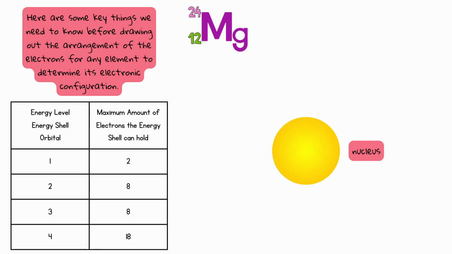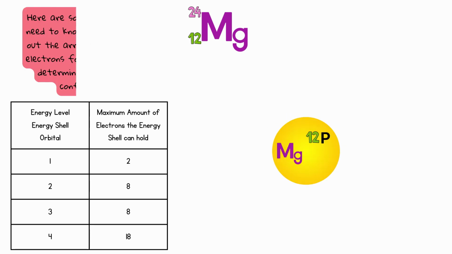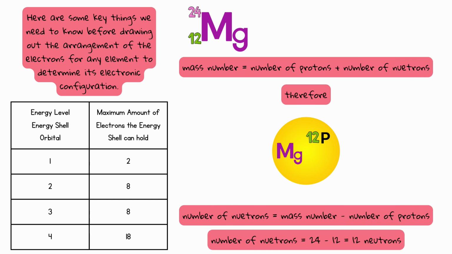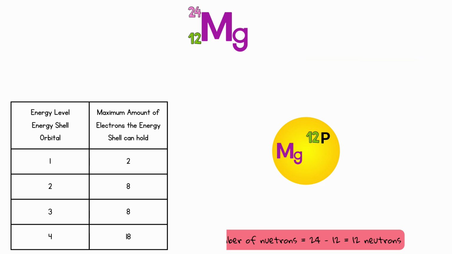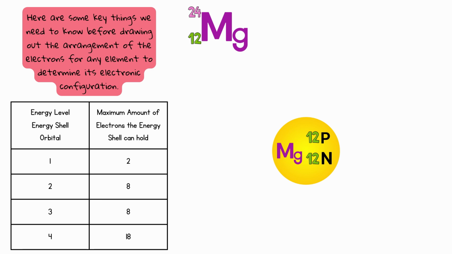First, we start by drawing the nucleus. Then we fill it with the identity and the number of protons. From there, given the mass number, we can determine the number of neutrons that will be inside of the nucleus, where mass number is equal to number of protons plus number of neutrons. Therefore, the number of neutrons will be equal to the mass number minus the number of protons. This will give us 24 minus 12, which is equal to 12 neutrons. We fit that right into the nucleus.